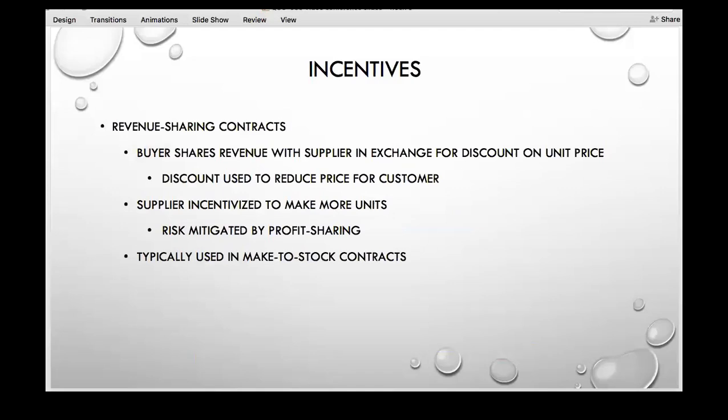So a revenue sharing contract is the opposite. The buyer shares revenue with the supplier in exchange for a discount. Let's say in the previous example, the buyer expects demand to go up to 1,200. They'll say, hey, look, supplier, build 1,200, go above the 1,000 that you're contractually obligated, go up to 1,200. And in exchange for you to go up to 1,200, we will give you extra, we will pay you more for each product.